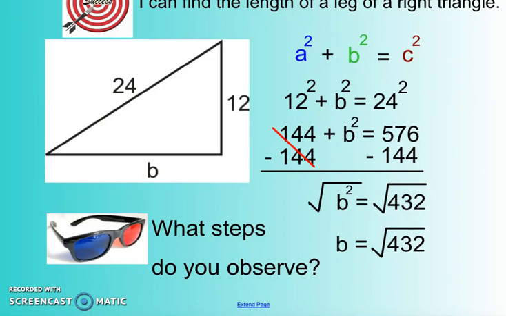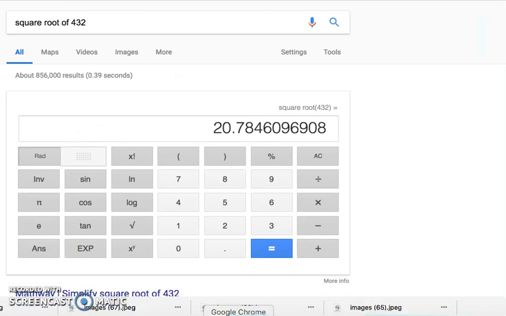Well, let's try it out. If I put it in a calculator, we'll just use Google Calculator. If I put in the square root of 432, this is what I get. I get 20.784609, etc. Well, let's say that we are rounding to the nearest hundredth.